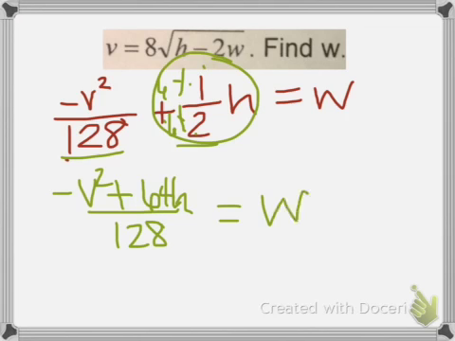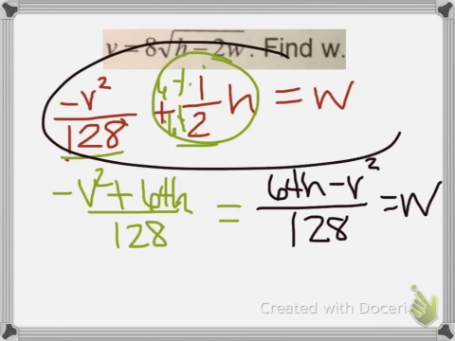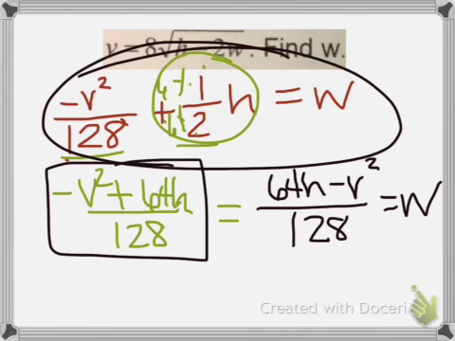Now, the other way you could write it, if you don't want to write it like that, is you could also write that as, and I will get a different color pen so you can see what I'm talking about, 64h minus v squared all over 128 equals w. And all I did here was get a common denominator so that I could put it all over one fraction instead of two.